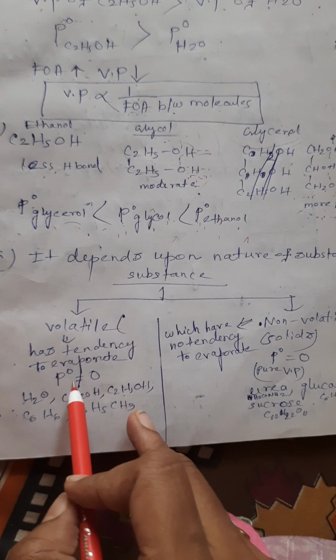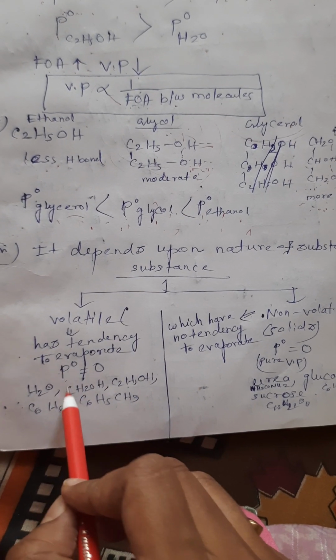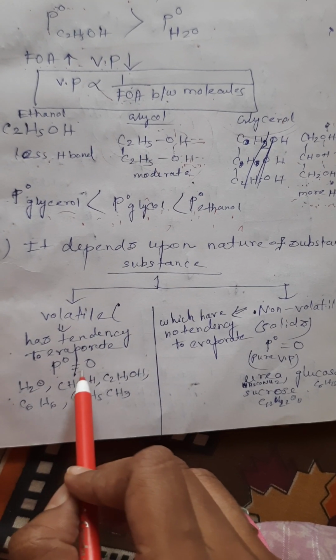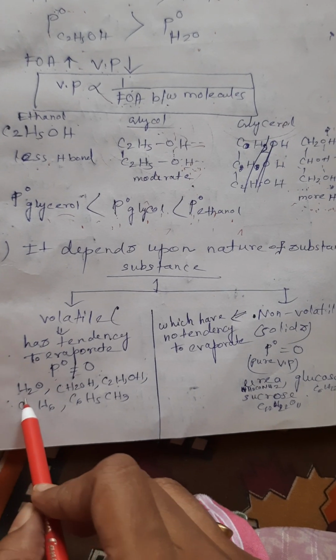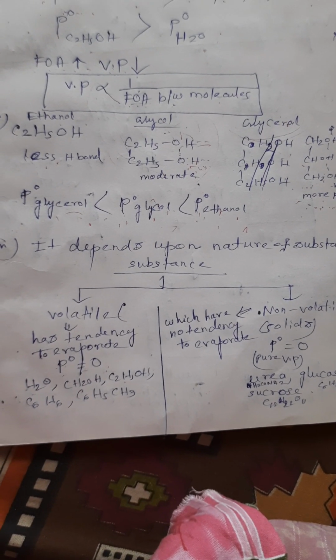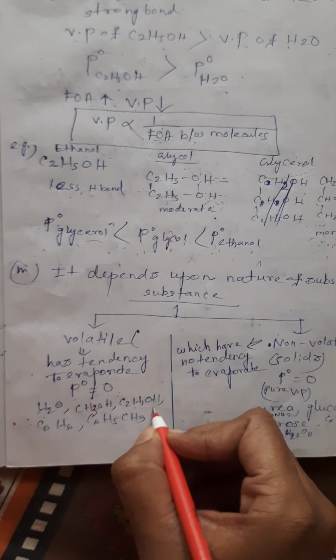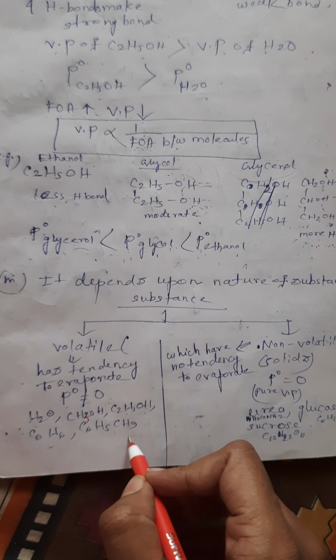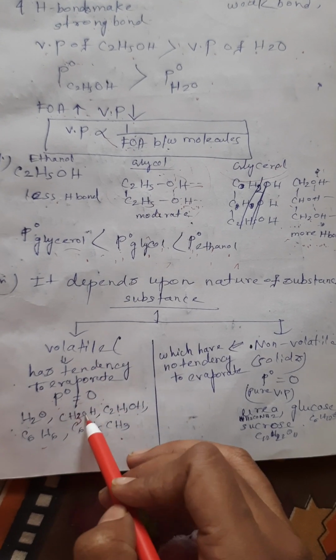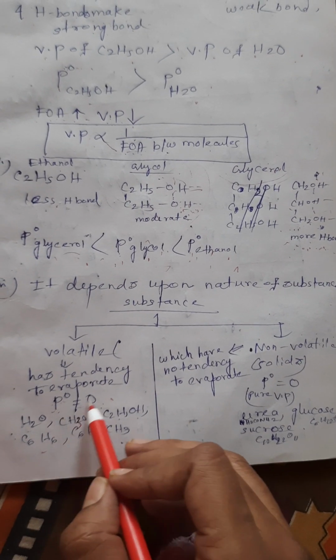Sorry, the pure vapor pressure of a volatile substance can never be equal to 0. Examples are water, CH3OH methanol, ethanol, benzene, toluene. That means the vapor pressure, P naught, can never be 0.